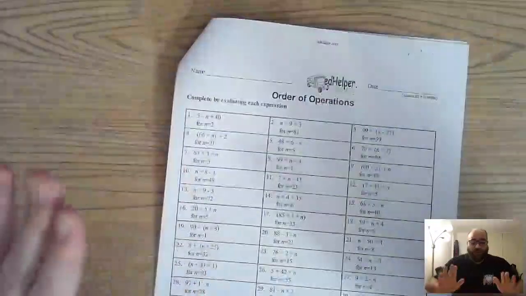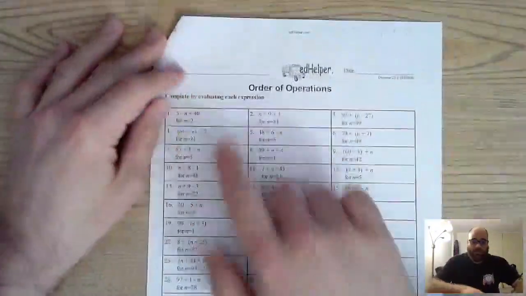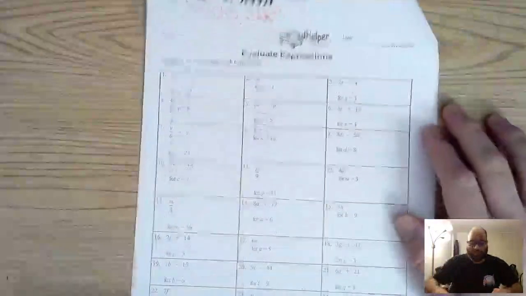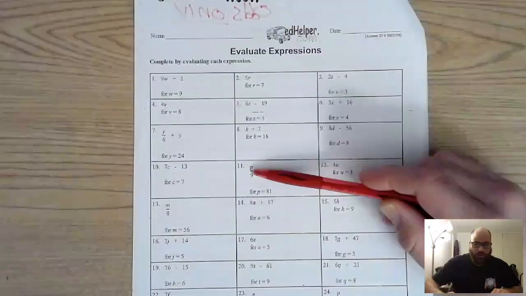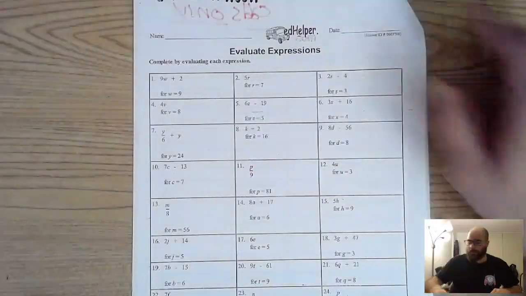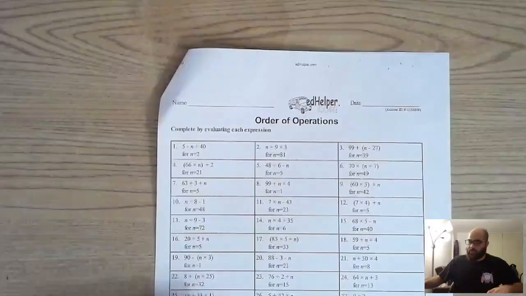I've actually given you an example for one of these of the way I want the work to look, and you can see this page and this page are nearly identical, same type of work. Remember what that bar means, right? It means division. That's what we talked about. Okay, so let's take a look at some of the work for this.